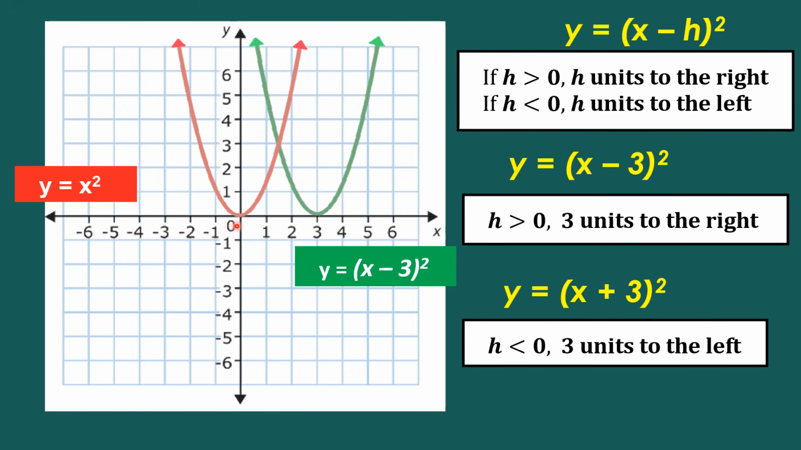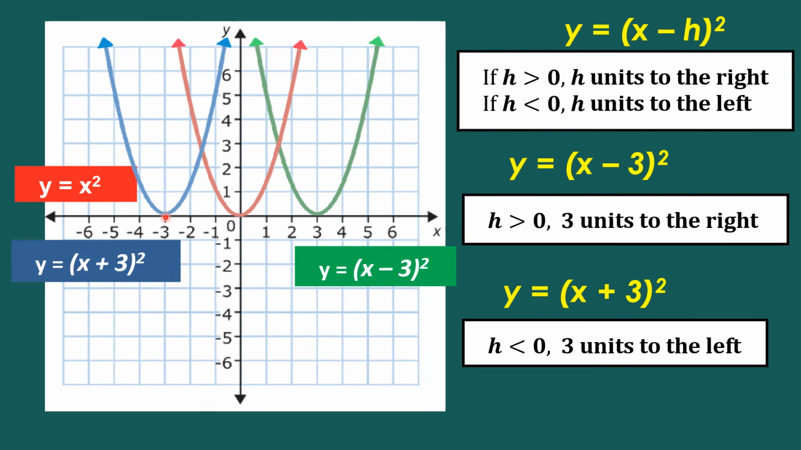So if this is our parent function, we move 3 units to the left. 1, 2, 3. And this time, we now have the graph of y equals the quantity x plus 3 squared. Notice that the graphs have the same shape and all opens upward. They have their vertices on the x-axis.